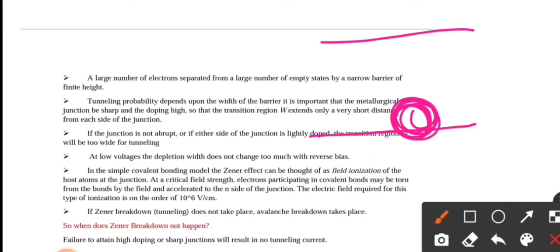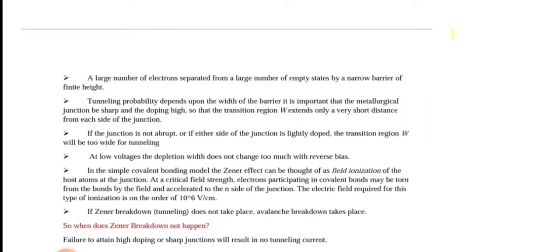That means the electrons will be excited or come from the covalent bonding of the atoms present in the valence band here, right? So this is field ionization. It is thought of as field ionization of the host atoms at the junction.